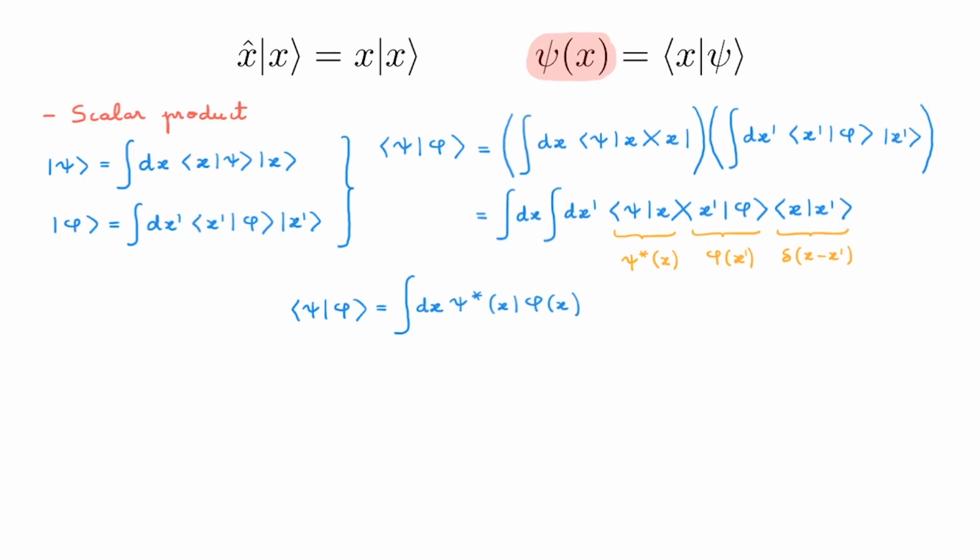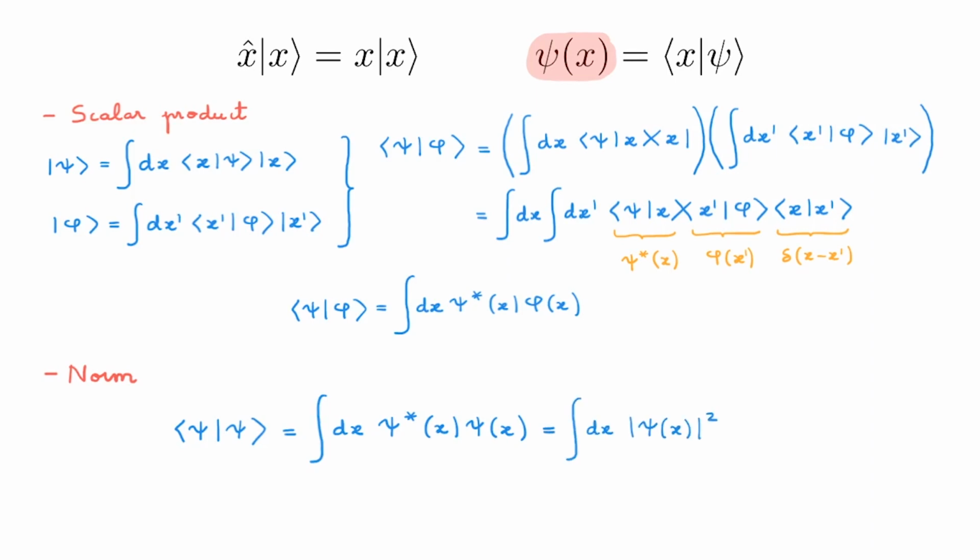An easy next step we can take now is to look at the normalization of a wave function. To do that, we consider the norm of a ket, which is the scalar product of a ket psi with itself, and by using the formula we have just derived, we can write this down as the integral over dx of psi star x psi of x, and then we can rewrite this as the integral over dx of the absolute value squared of psi of x. Again, this should be a formula very familiar to those of you who know wave mechanics.